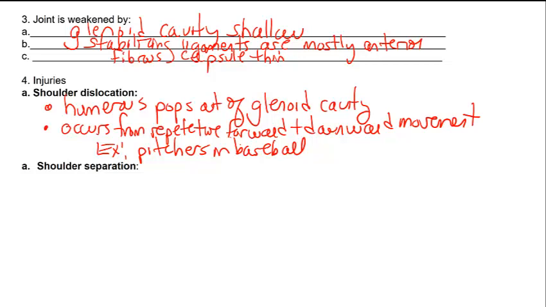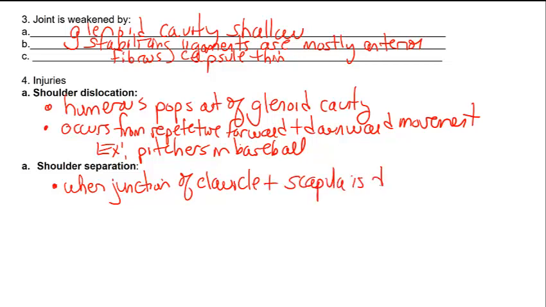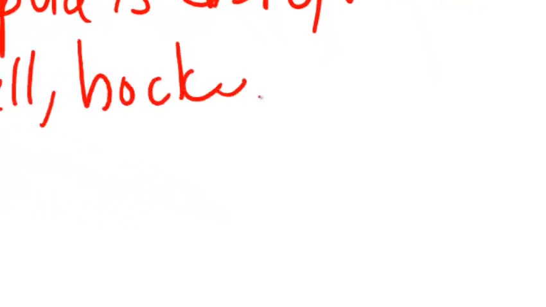Shoulder separation, on the other hand, is when the junction of the clavicle and the scapula is disrupted. This usually occurs from some kind of blunt trauma, someone getting hit in that area. This often happens in football or hockey, or even someone just falling down with their hands kind of stretched out in front of them.